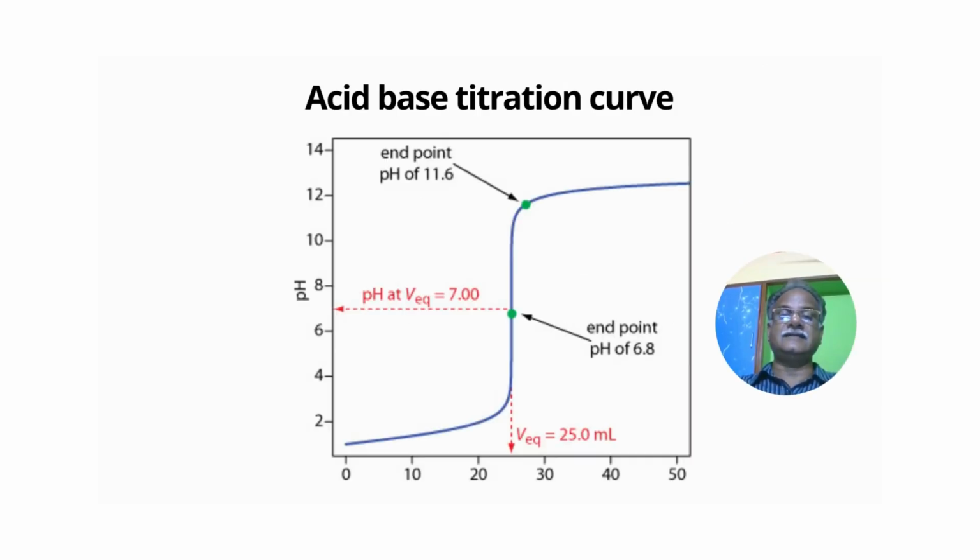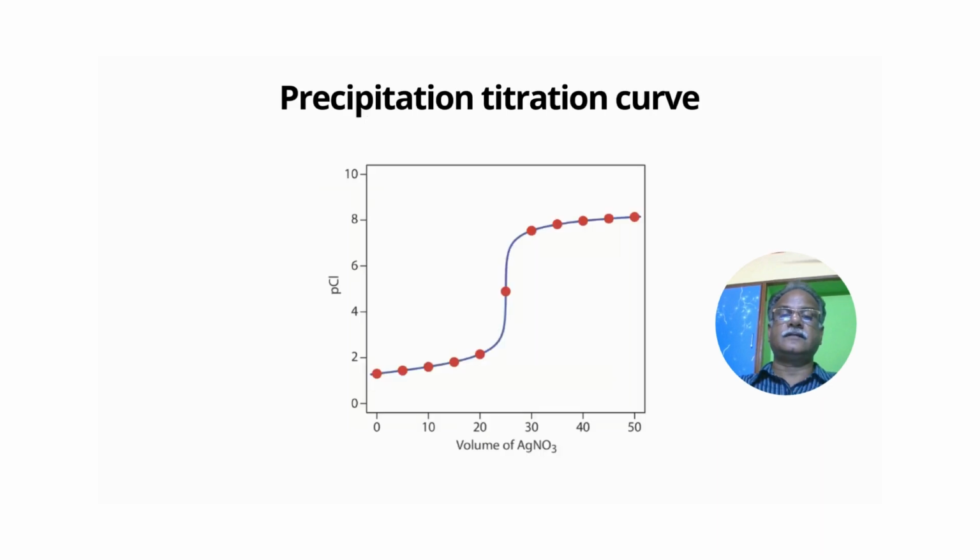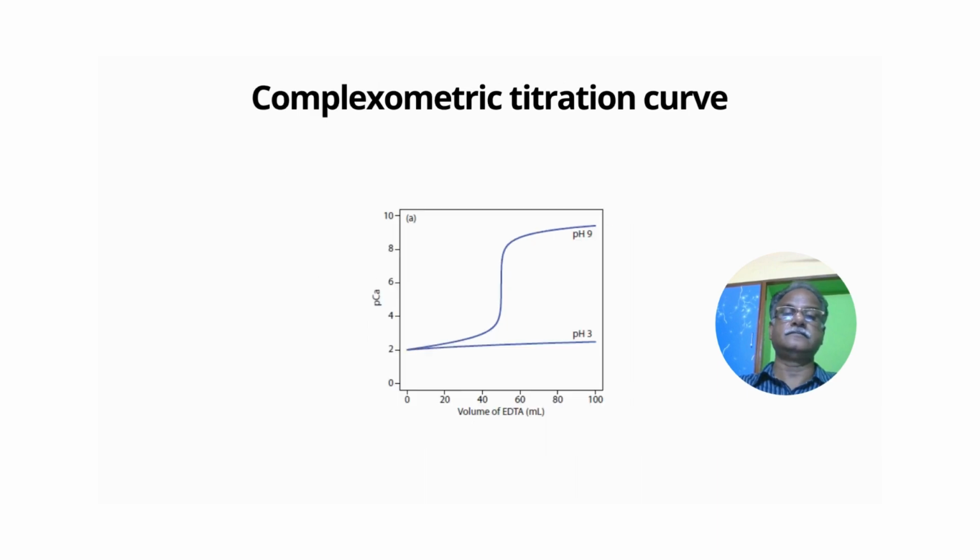This is the acid-base titration curve, which would be obtained in potentiometry during acid-base titrations. Redox titration curve obtained in potentiometry. Titration curve obtained for precipitation potentiometric reactions is like this. Titration curve obtained for complexometric titrations in potentiometry is like this.